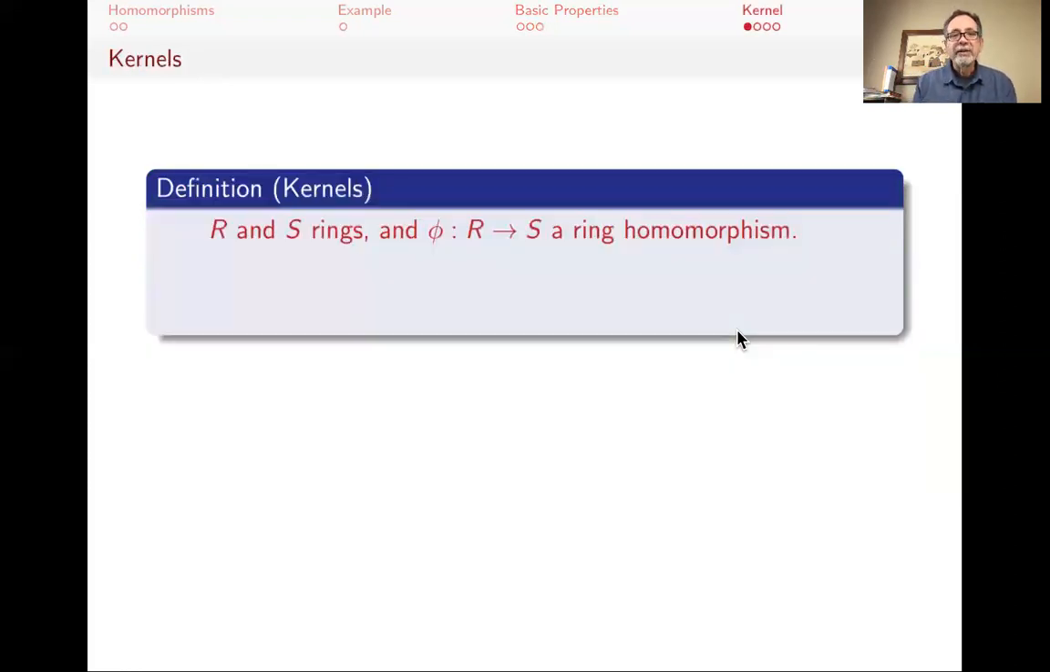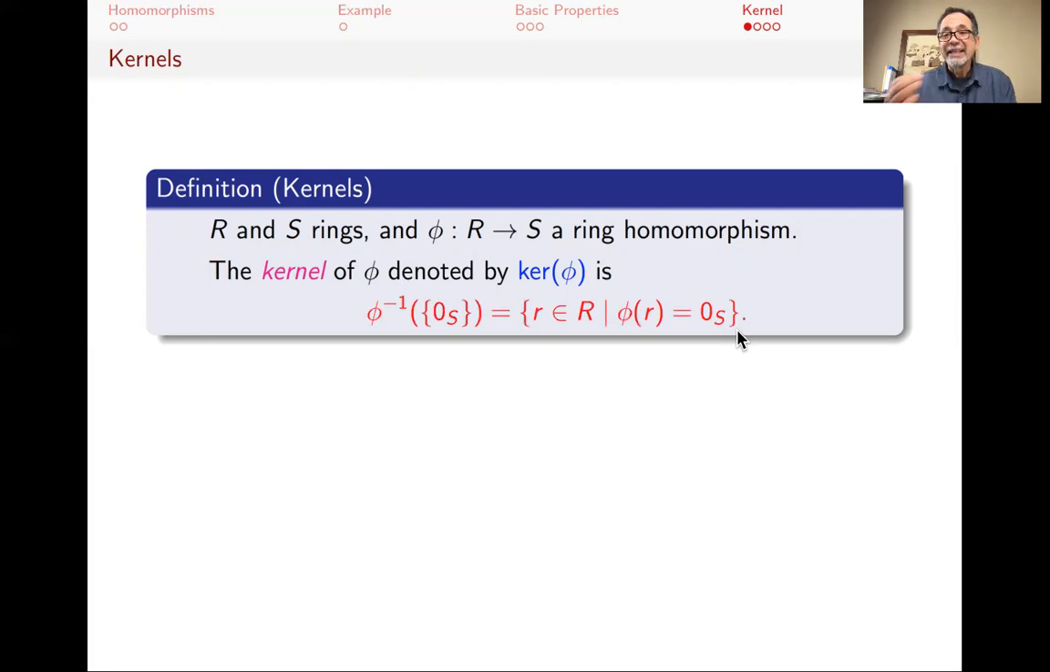Okay, now the main object was to think about homomorphisms, but then look at their kernels. Now, if you have two rings R and S and phi is a ring homomorphism from R to S, then the kernel of phi, as you might expect, is the same kernel as before, as in group theory. So the kernel, denoted by ker phi, is all the elements that get mapped to zero. So it's the inverse image of the zero of the codomain. So it's all the elements in the domain that when you apply phi to them, you get zero. So that's what the kernel is.